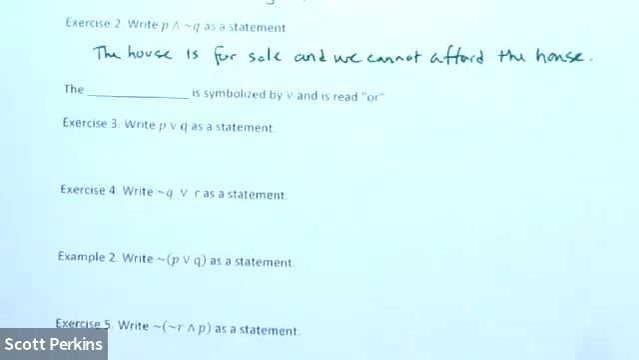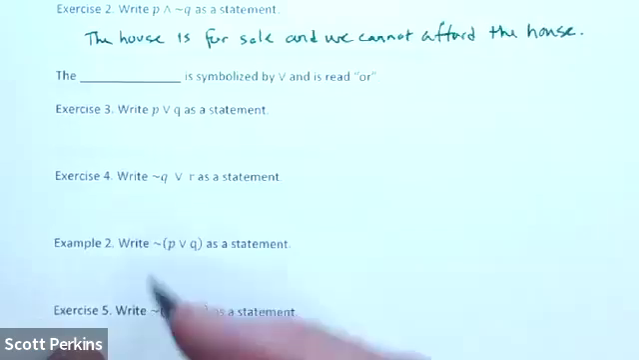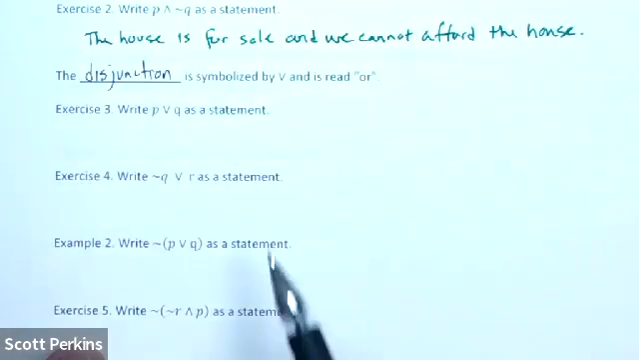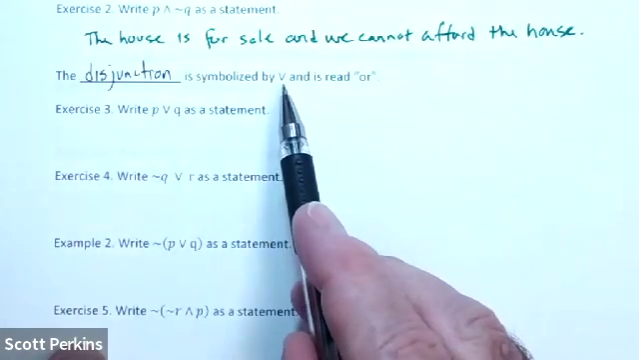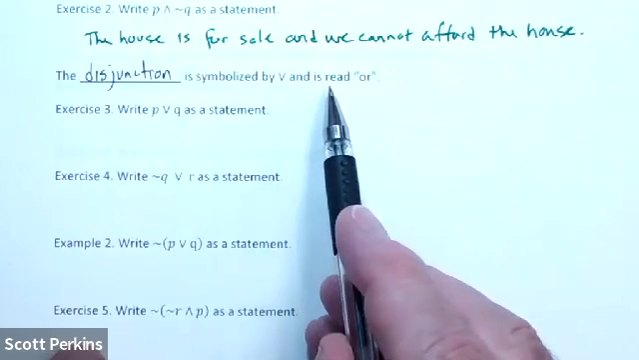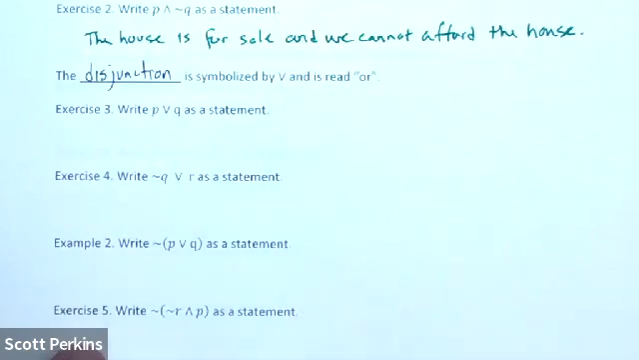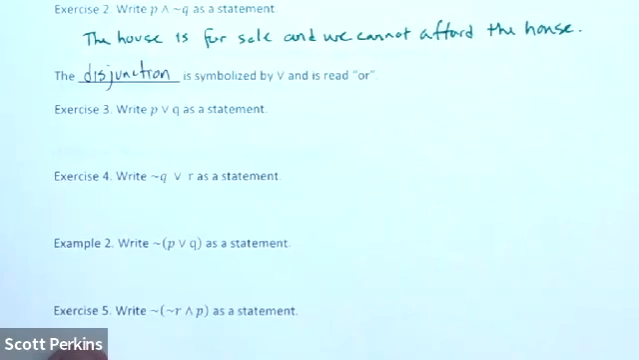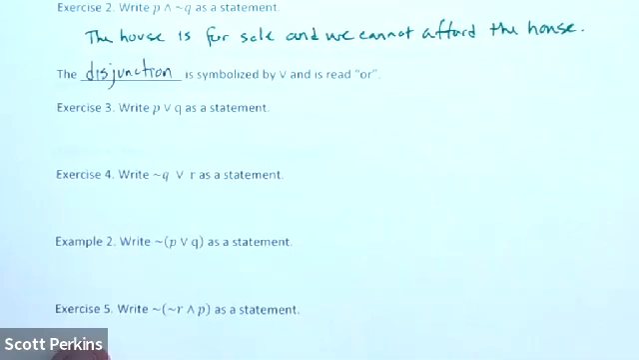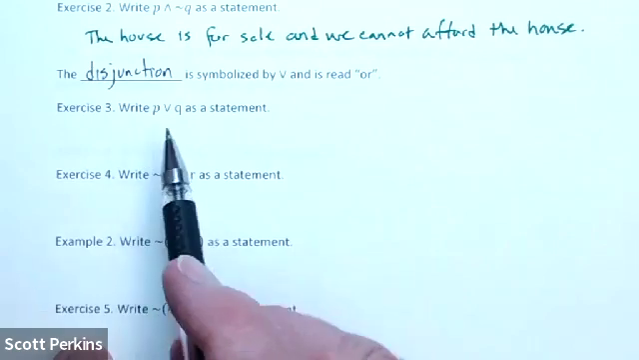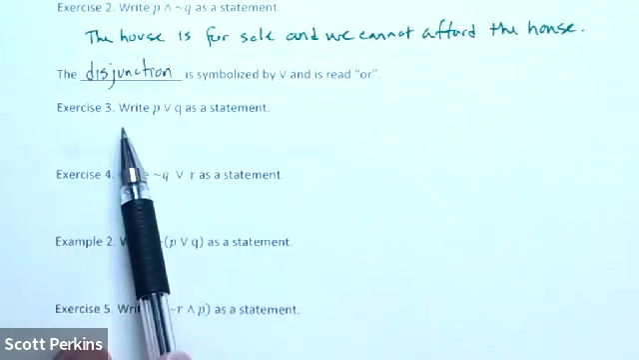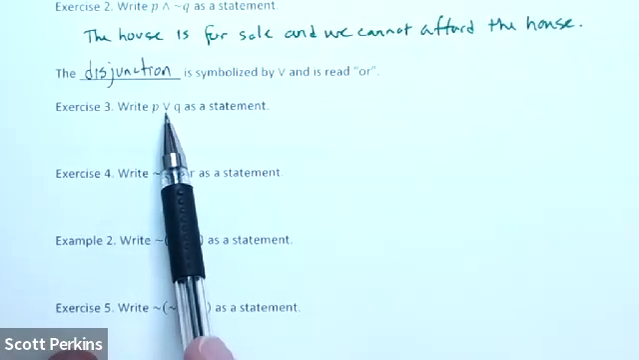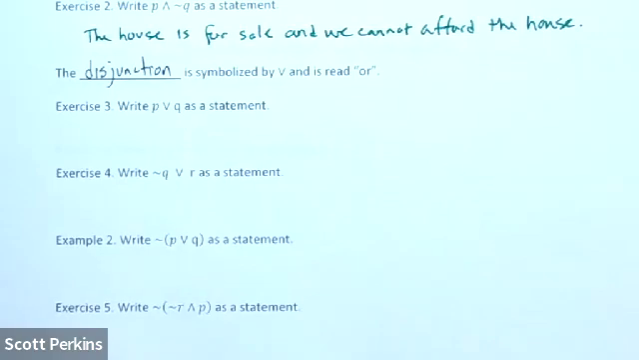Okay, next of our connectives after the conjunction is what's called the disjunction. The disjunction is symbolized by a V, and it is read as or. It's an or statement. All right, so I'm going to do exercise 3. I'm going to nail that down, and then you're going to do exercise 4. Actually, it's exercise 3. Why don't you do that one? Because you don't need me to write anything down for you. Write P V Q. Write that as a statement.